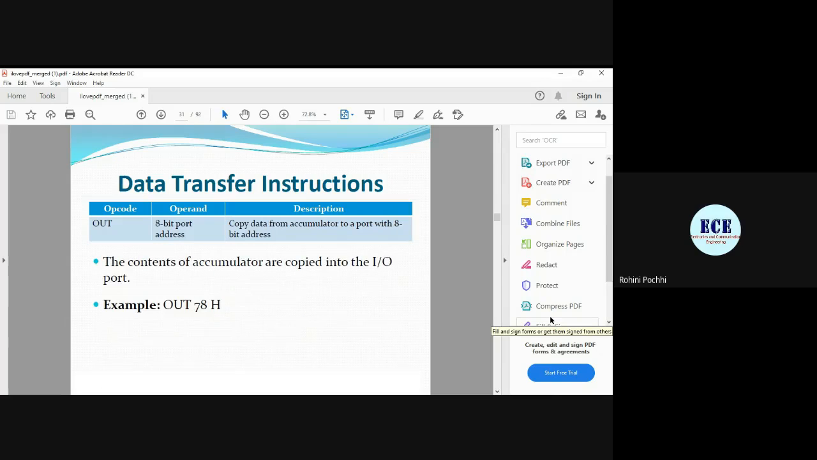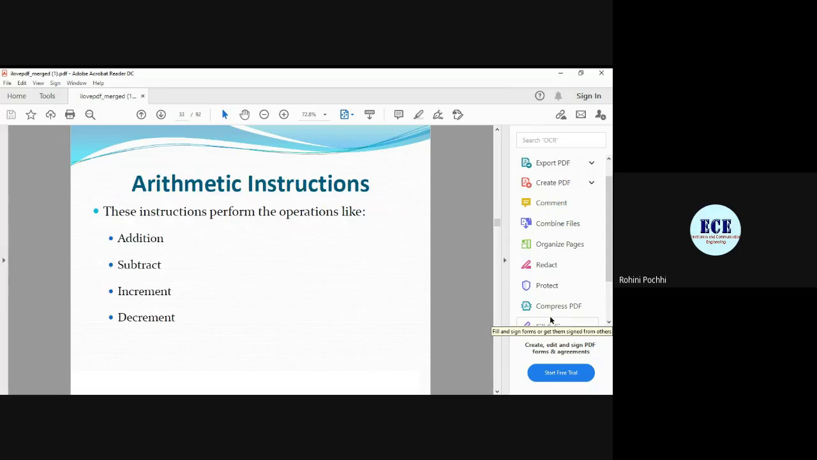Now the next instruction is OUT. Operand is an 8-bit port address. Copy data from the accumulator to a port with an 8-bit address. The content of the accumulator is copied into the IO port. Example is OUT 78H. Similarly, the IN operation instruction is there. 8-bit port, copy data to the accumulator from the port with an 8-bit address. The content of the IO port is copied into the accumulator, whereas in the OUT operation the content of the accumulator is copied into the IO port.